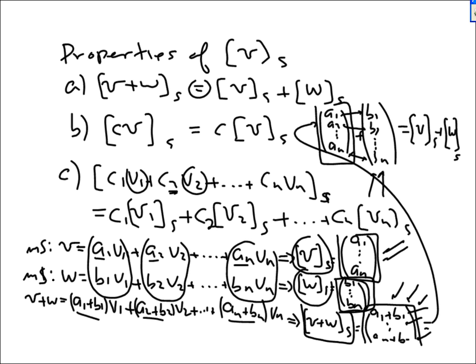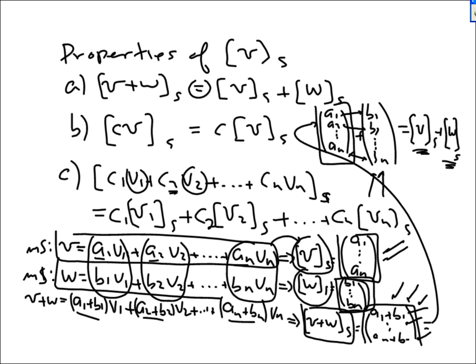v plus w with respect to s is the coordinates of v with respect to s plus the coordinates of w with respect to s. And all I did was get my hands dirty. I wrote down what v equaled, and then I wrote v with respect to basis s, and then I wrote down the coordinates of v with respect to s. I wrote down w as a linear combination of the vectors in the ordered basis s, and that gave me this. And then I added v plus w.